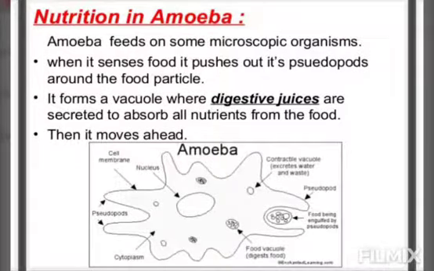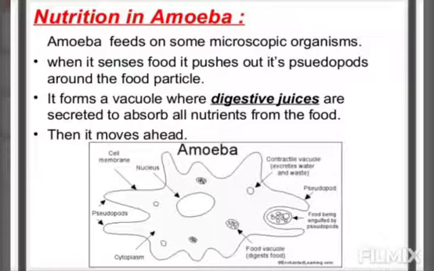Our next topic is nutrition in amoeba. We know that amoeba is a unicellular organism, that is whose body is made up of only one type of cell. If an organism's body is made up of only one type of cell, how does it obtain nutrition and what are the processes it follows? That we are going to discuss in this topic, that is nutrition in amoeba.